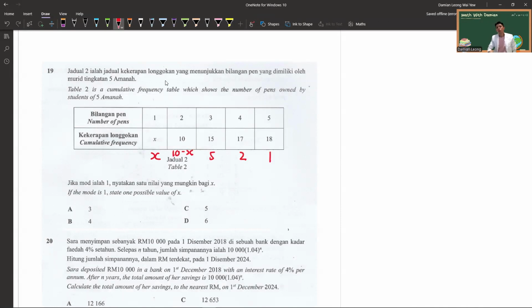So if the mode is 1, means 1 should have the highest frequency. X should be the highest frequency. The next highest is already 5 here. So the only possible case is if this is 6. If it's 5, then there will be 3 modes actually. 1, 2, and 3 are all modes because all 3 will have a frequency of 5. Then any less than 2 would be the mode instead of 1. So answer D.